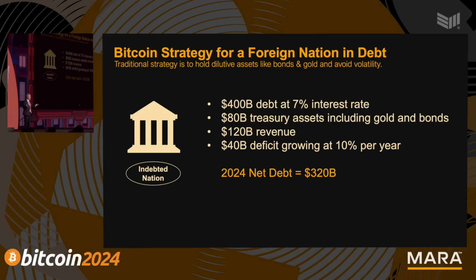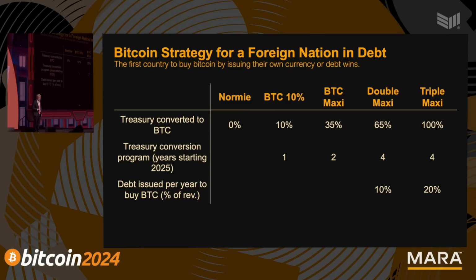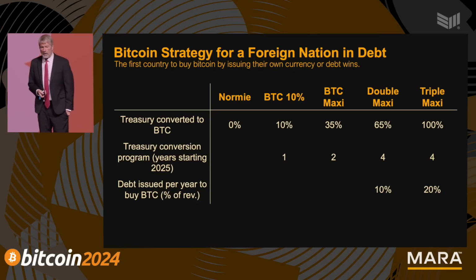Now, let's say you're an indebted country. You're actually in debt. You're running a deficit. I could name these countries, but I won't. I'm just going to say you owe a lot of money and you're struggling, your interest rates are high, and you don't know what to do. Well, here's your strategies. Are you a normie or a 10%er or a maxi, double maxi, or triple maxi? The maxi is you put a third of your treasury into this. A double maxi is 65%. And a triple maxi is put all your treasury into it and start issuing debt.